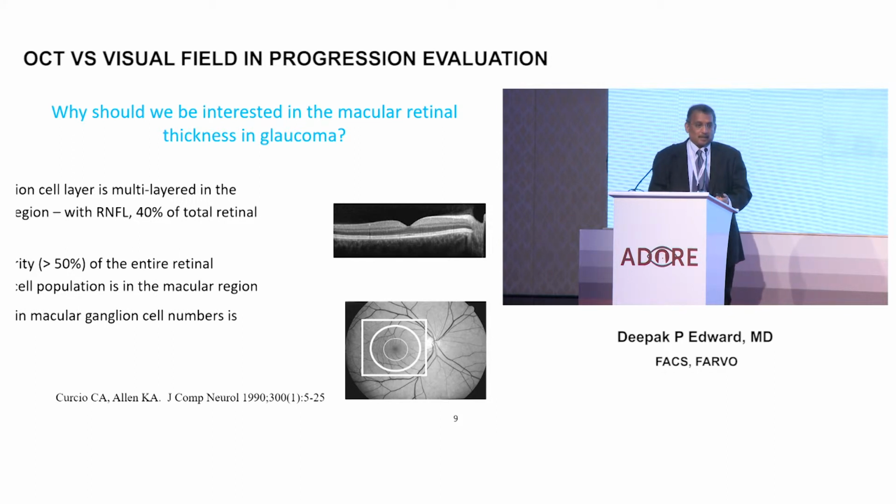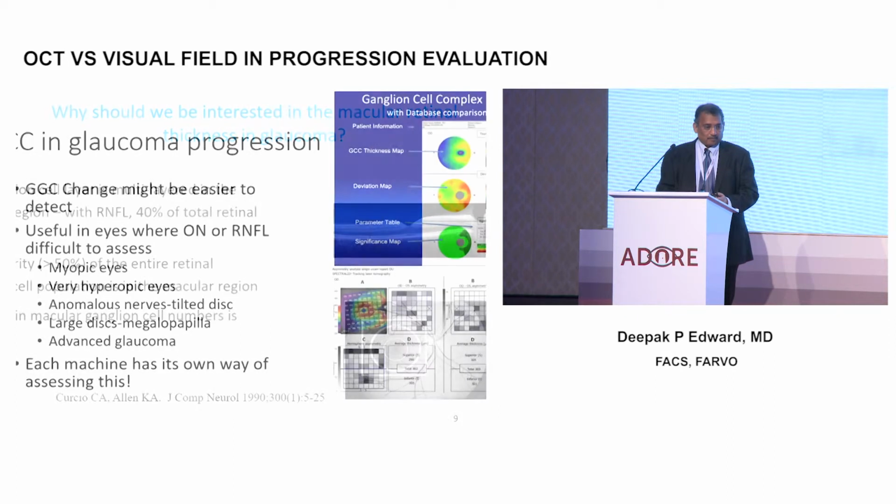So the ganglion cell layer, as you all know, is multi-layered in the macular region, with about 40% of the thickness of the macular area. It comes from the retinal ganglion cells. Also, we know that the majority of the ganglion cell population in the entire retina, approximately 50%, is in the macular region, and the variation of macular ganglion cells is small. So why shouldn't we use a decrease in the number of these cells as a measure of progression in glaucoma?